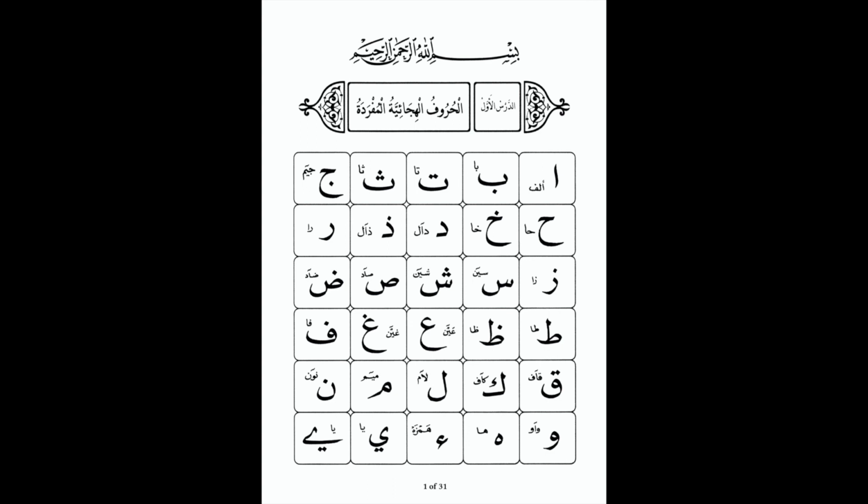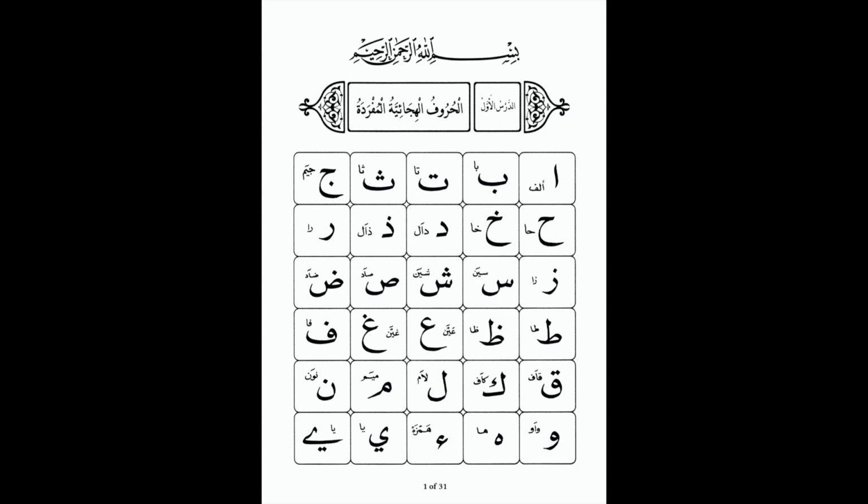Qaf is the backmost part of your tongue, just above where your throat finishes and the tongue starts. So it's from there. Qaf, not ghaf. Some boys are trying to pronounce it like a ghaf. That's wrong, 100%. Qaf. At the end there's a fa.